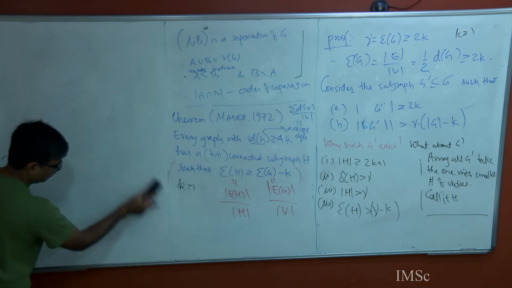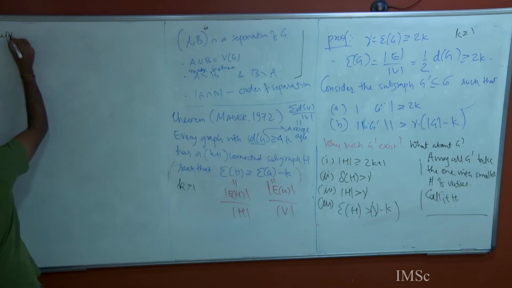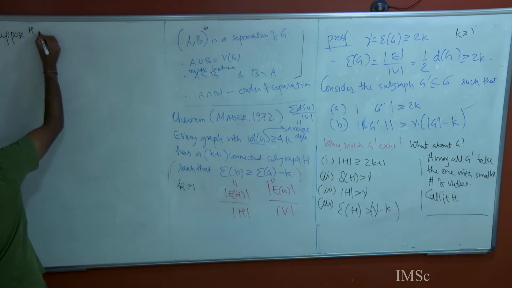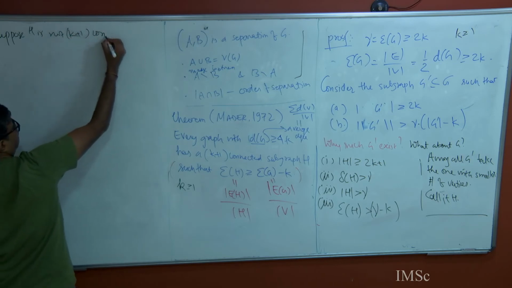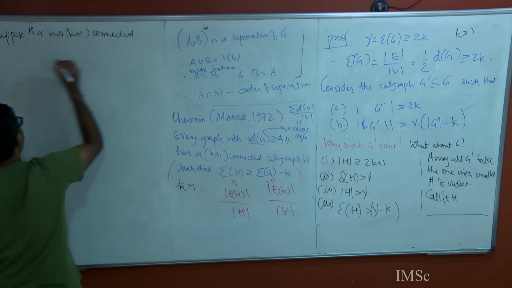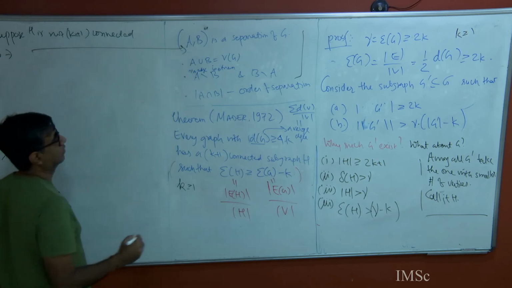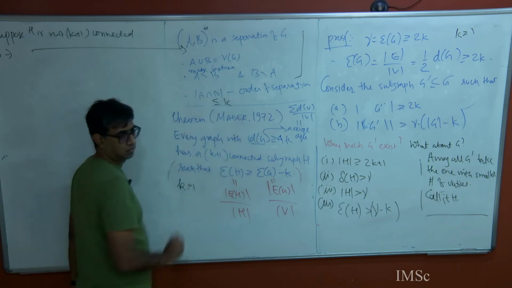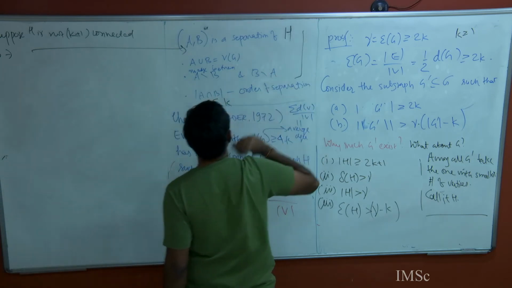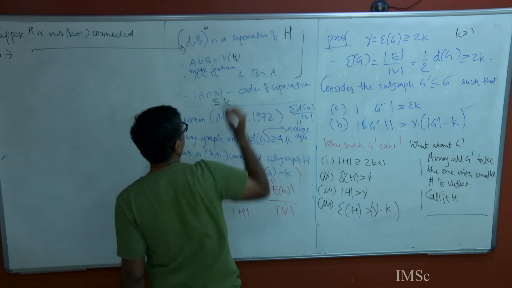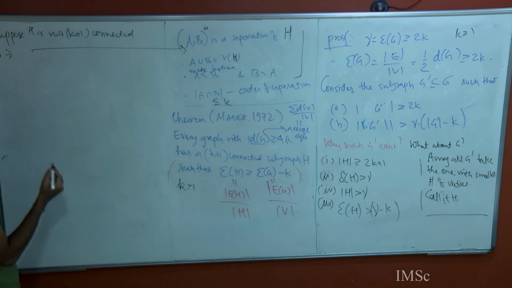Okay, so suppose H is not k plus 1 connected. What does it imply? There exists an a comma b separation of G. That's it.